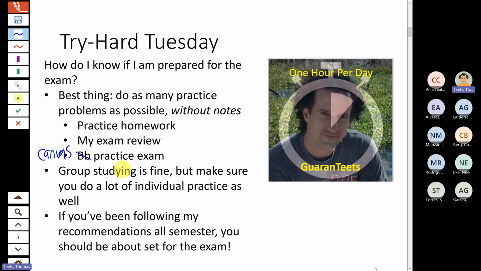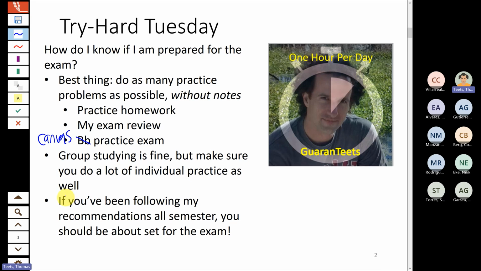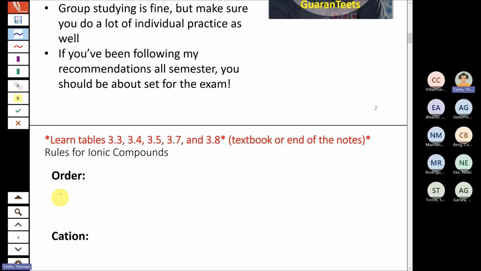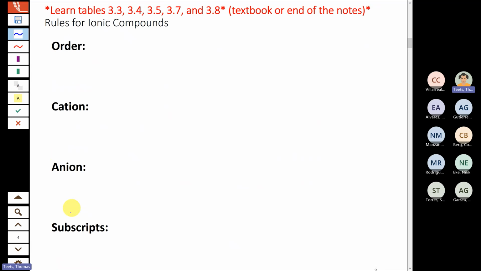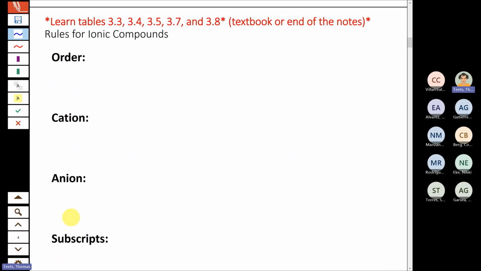So if you've been following those, and you're convinced that you've been learning the material every single week and putting good effort into the homework, you should be in pretty good shape for this exam. So that's a little bit of reminders about that. All right, so finally into the course material for today.